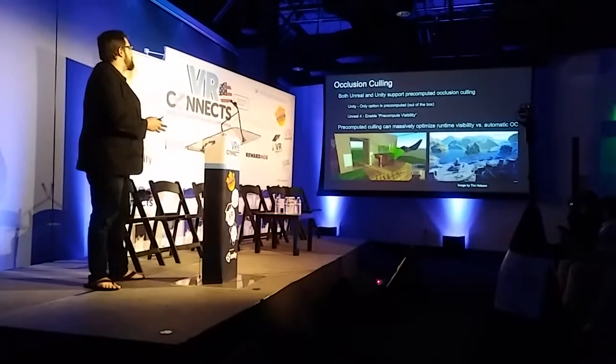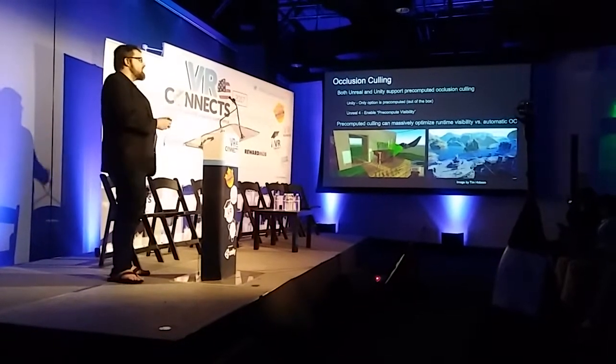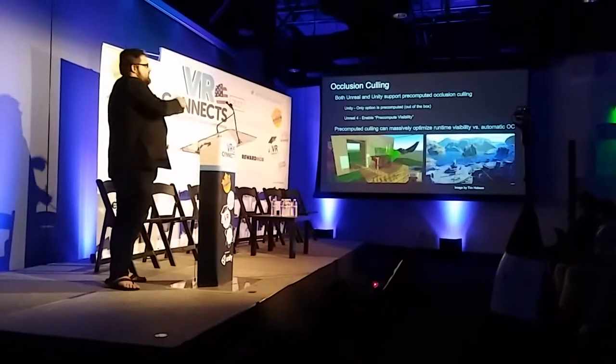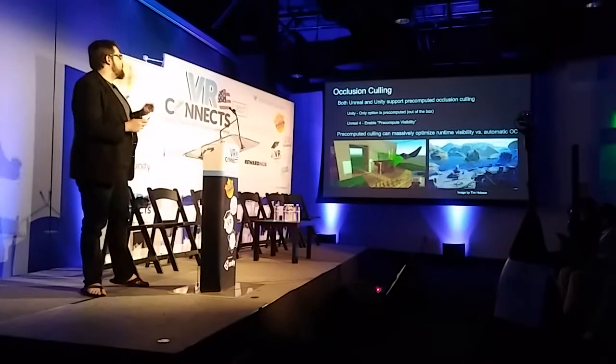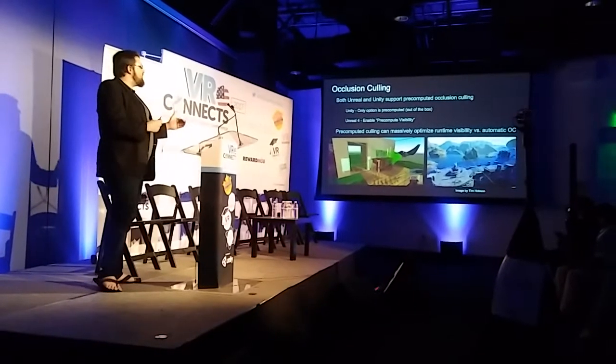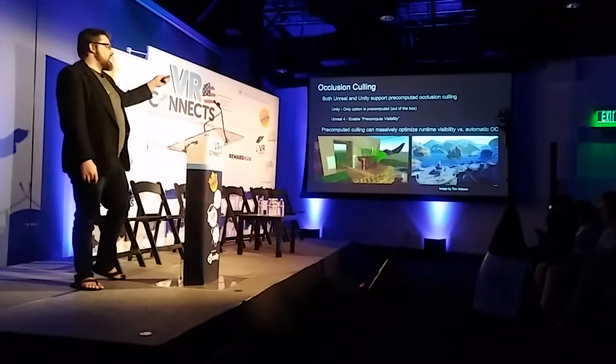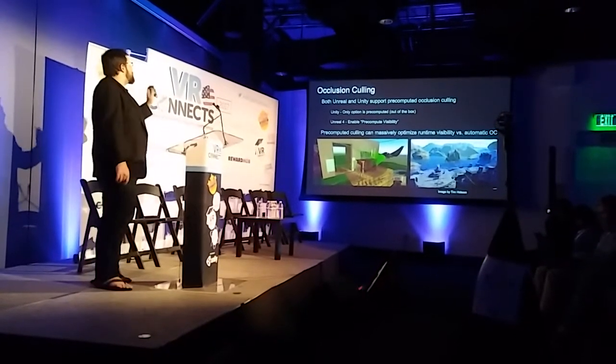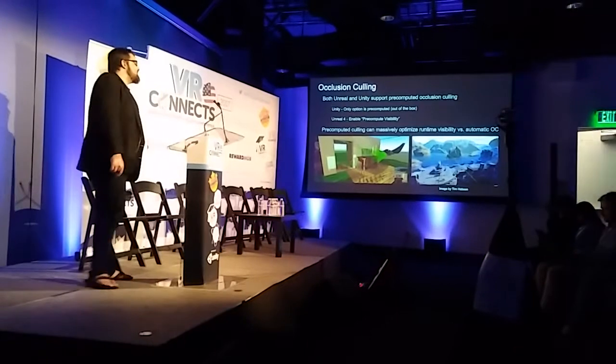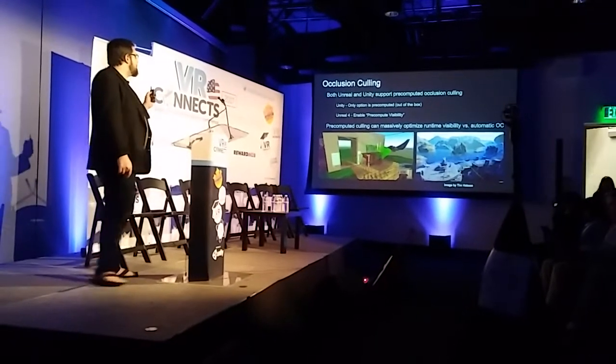Occlusion culling is also very useful. And one thing I'll say about occlusion culling is that actually in Unreal Engine, static occlusion culling performs better than the dynamic real-time occlusion culling. So you want to make sure that you're always using this on any of your VR projects. Occlusion culling is not enabled by default in Unity, so you have to make sure you add it in.